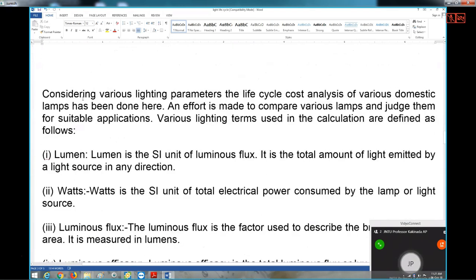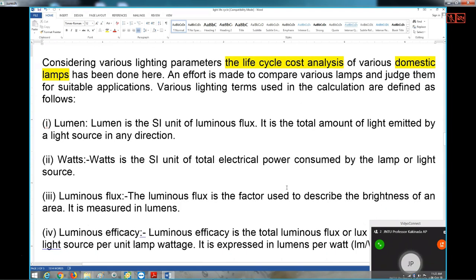Coming to the various parameters we are going to see in life cycle costing analysis. Now here is the context of life cycle analysis of the lamps. As we are having domestic application, we are concentrating more on domestic application. Here we are going to see which is the best useful electrical lamp for the production of lighting.